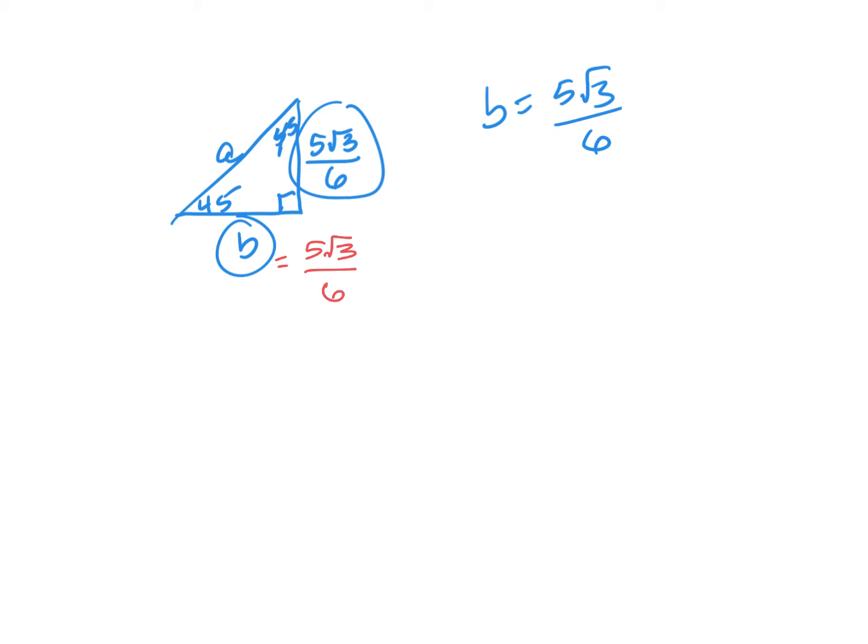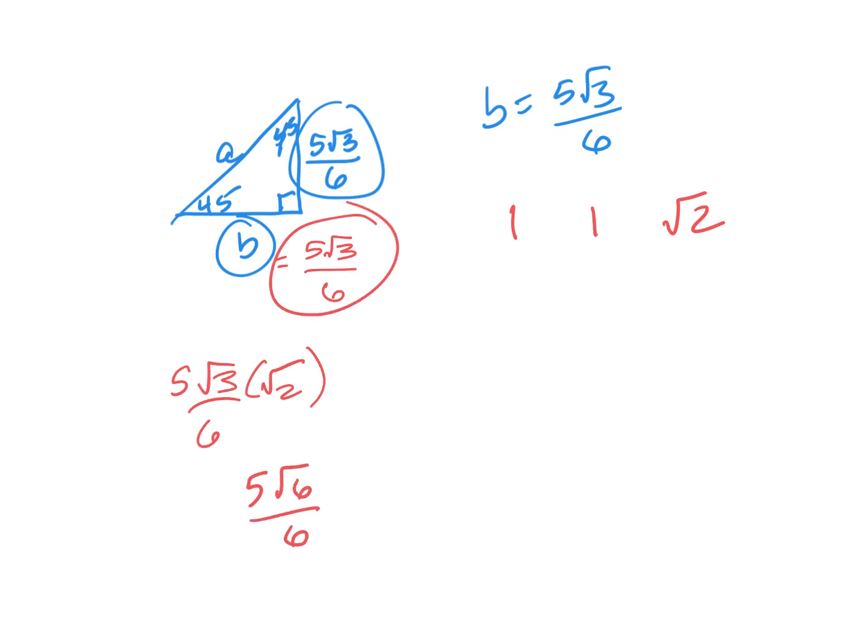And we know that if we want to find the hypotenuse, we just multiply it by root 2, because the ratio is 1, 1, root 2. So all we have to do to this guy here, 5 root 3 over 6, is multiply it by root 2. Okay? But let's say we didn't understand that. So that's going to be 5 root 6 over 6. That is what A is going to be.